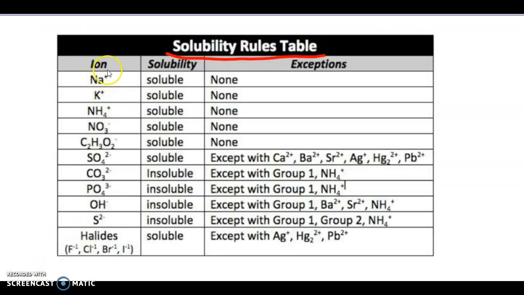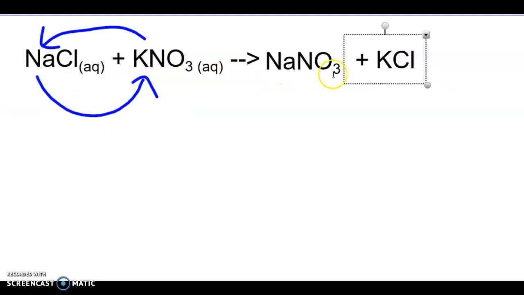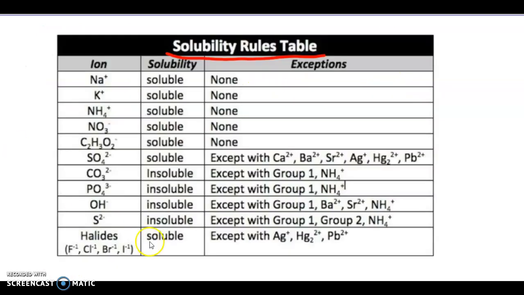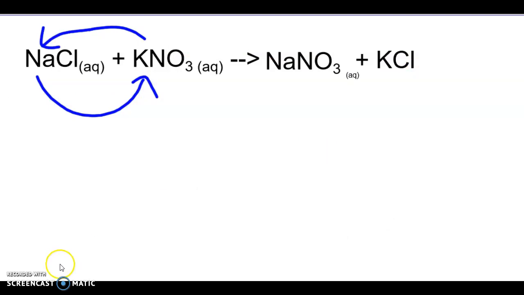So we have NaNO3, so we can find sodium right there. Sodium is soluble always, so we know our first product right here is going to be aqueous. So if the reaction is going to happen, then our second product would have to be solid. So let's find potassium or chlorine on the other side. Potassium right there is soluble always, so our second product will also be aqueous.